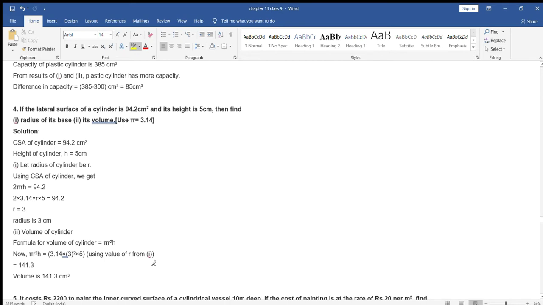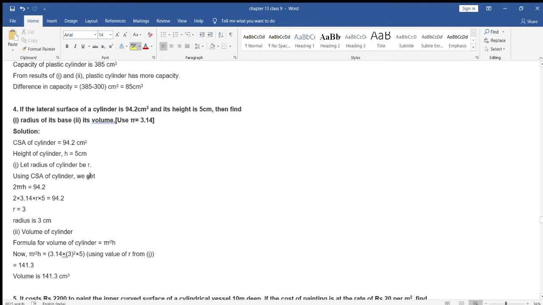If the lateral surface area of a cylinder is this much and the height is that much, you have to find the radius of the base and the volume. Lateral surface area means CSA is given to us. What is given to us? CSA. You need to take care of this, otherwise when you solve the question, your solution will not be correct.